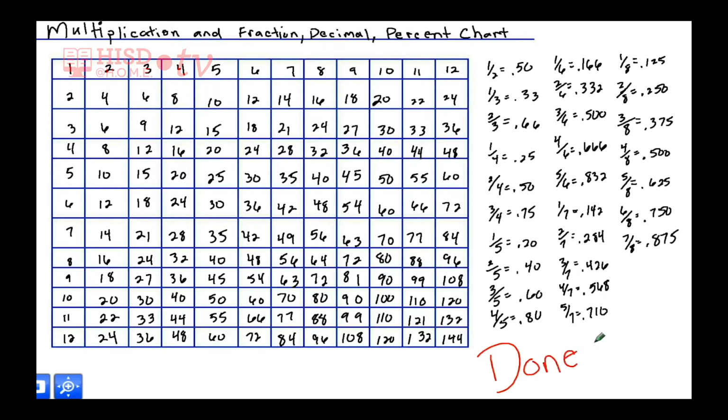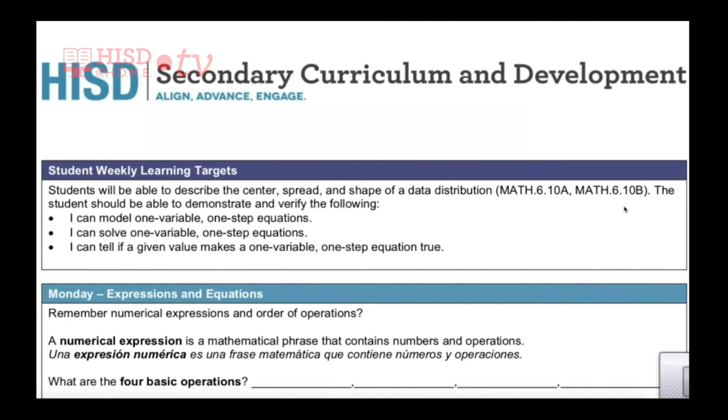Okay guys, we are going to work on the project-based learning for this week. The student weekly learning targets: the students will be able to describe the center, spread, and shape of a data distribution. The student should be able to demonstrate and verify the following. I can model one variable, one step equations. I can solve one variable, one step equations. And I can tell if a given value makes a one variable, one step equation true.